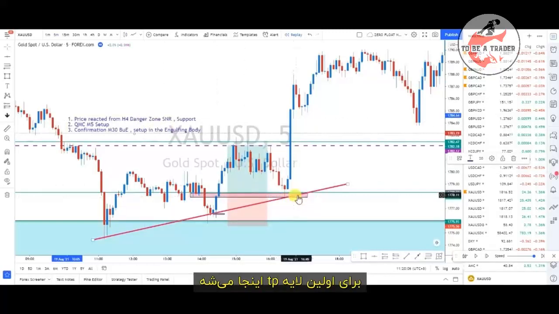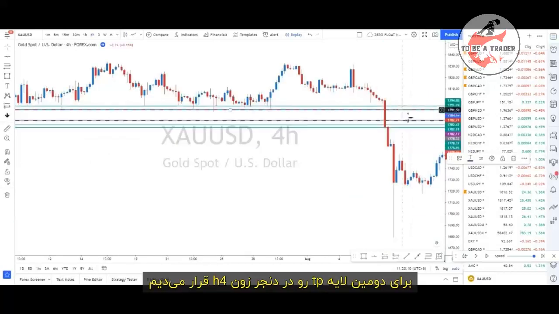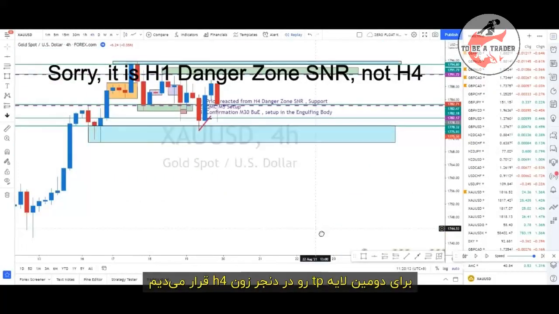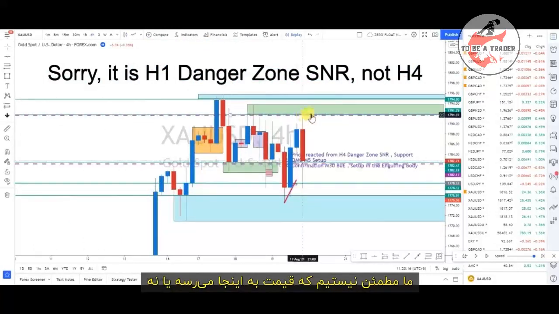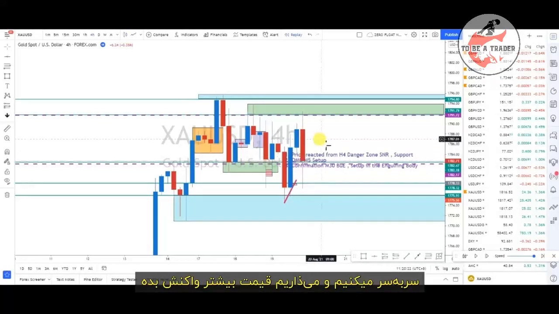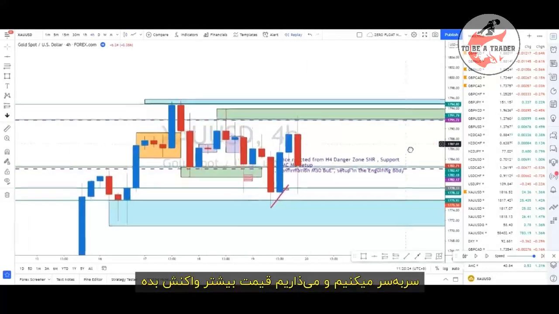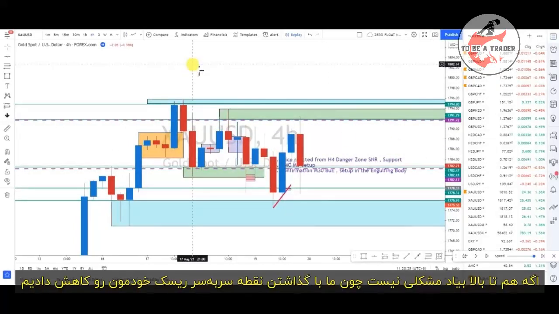So the first layer I'm going to TP here, the second layer I'm going to TP at the H4 danger zone, which is up here. Okay, we're actually not sure whether the price is gonna react here or not, but anyhow we can just put 2 layers. Once price has moved around 30 to 50 pips, then we can set the break even and let the price do its work. If it goes all the way up, then it's fine. If it doesn't, then it's okay, because we have lowered our risk by putting it at break even.